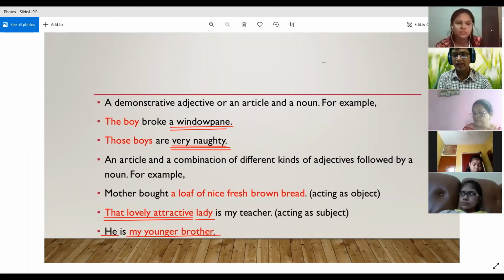All right. Any other doubts? Any other questions that are required to be addressed?